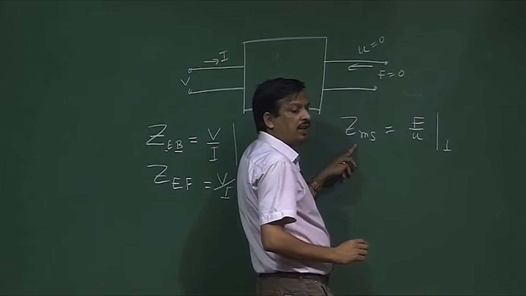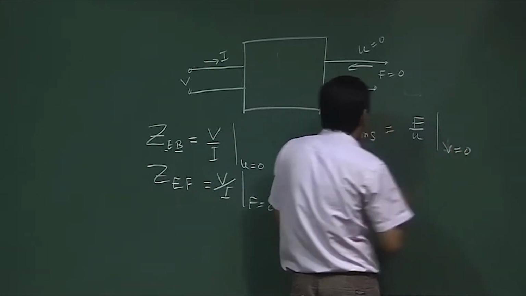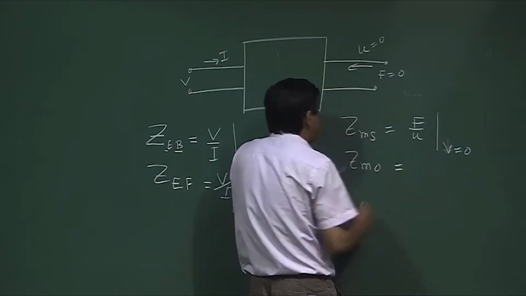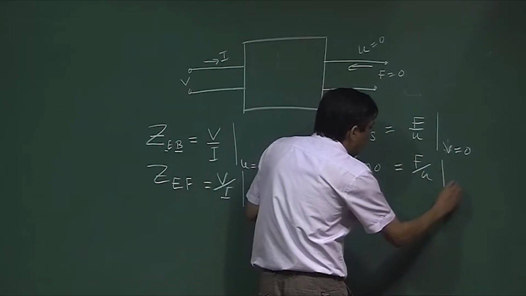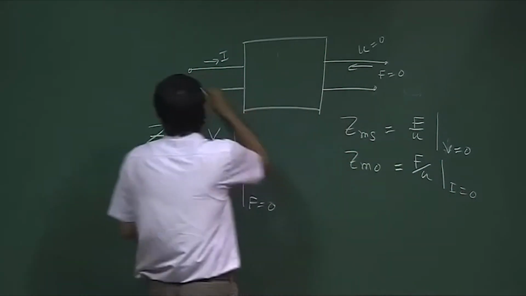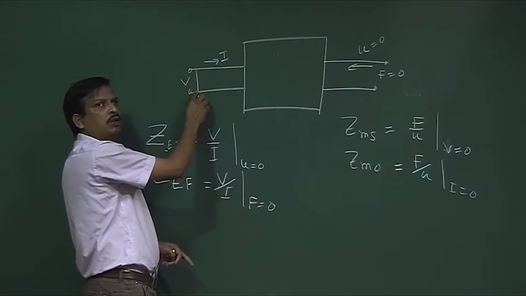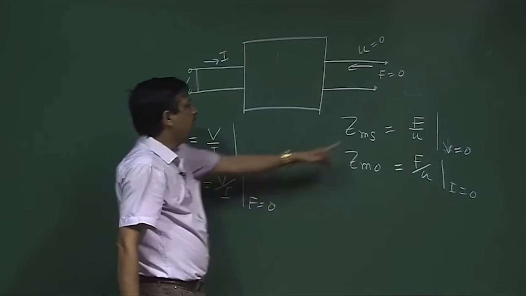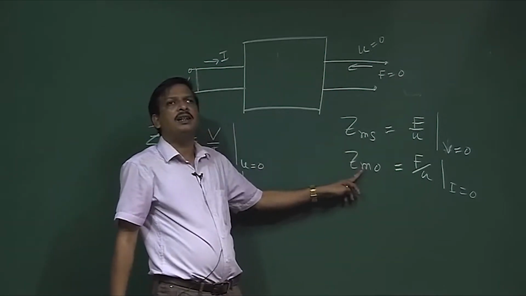If it is short circuit, then it is nothing but the voltage equal to 0. Then ZMO, the open circuit mechanical impedance, is F by U when I is equal to 0. If I make it short circuit, then the voltage acting on these two plates will be 0. So the voltage is 0 means short circuit mechanical impedance.